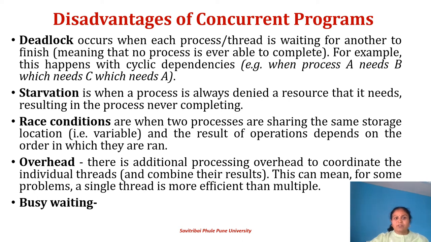Starvation. Starvation is when a process is always denied a resource that it needs, resulting in the process never completing. So, starvation is also called indefinite postponement or lockout. A process is said to be indefinitely postponed if it is delayed, awaiting an event that may not occur. This situation can arise when resource requests are administered using an algorithm that makes no allowance for the waiting time of the processes involved in the system.